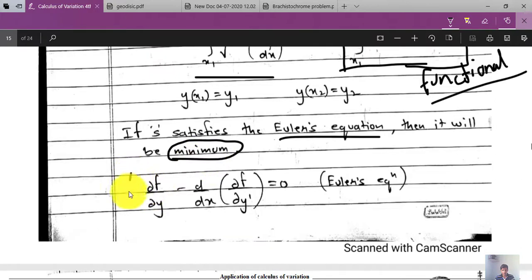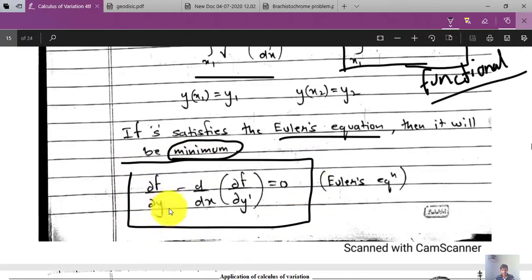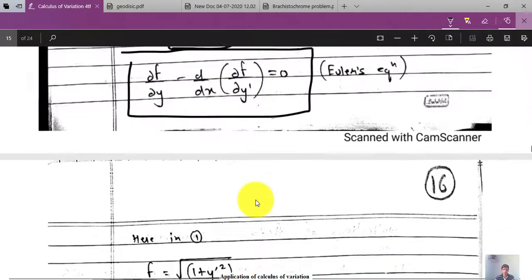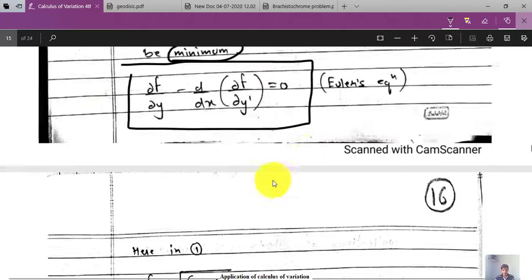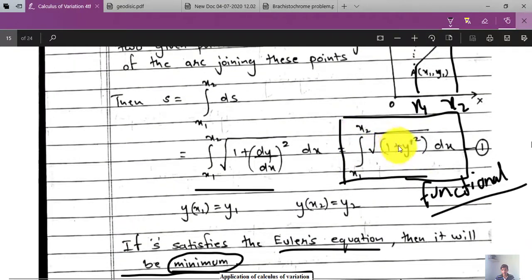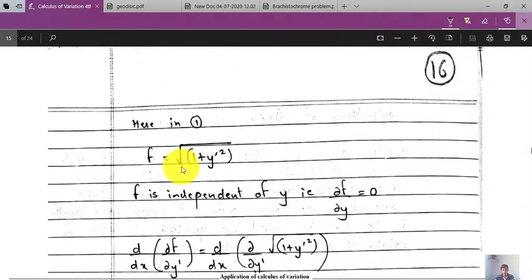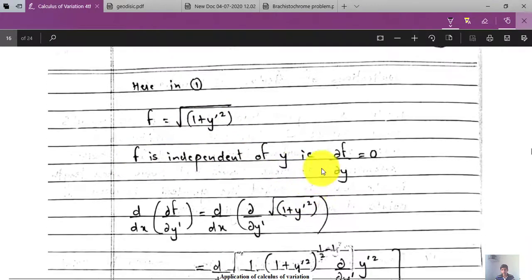Now by Euler's equation we have, this is Euler's equation, right? ∂f/∂y minus d/dx of ∂f/∂y prime equals 0. Here in equation 1, my given functional f is the square root of 1 plus y prime square. Now f is independent of y, so ∂f/∂y is equal to 0.